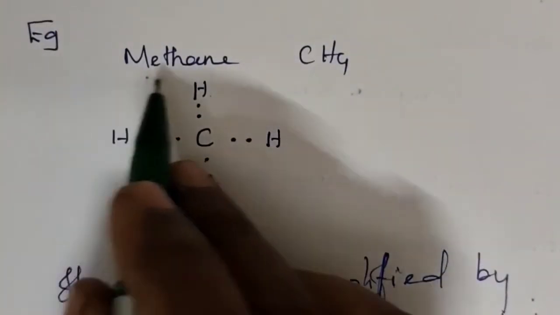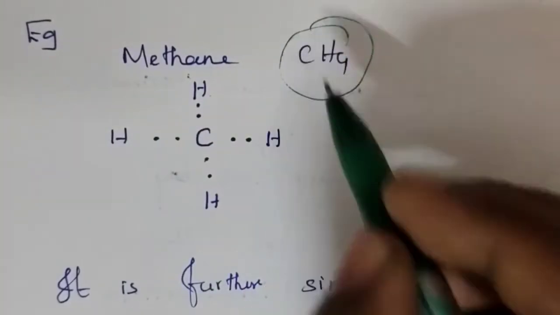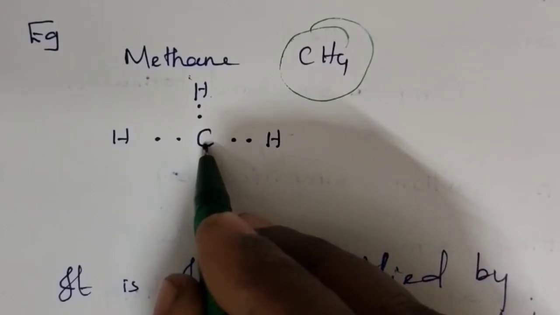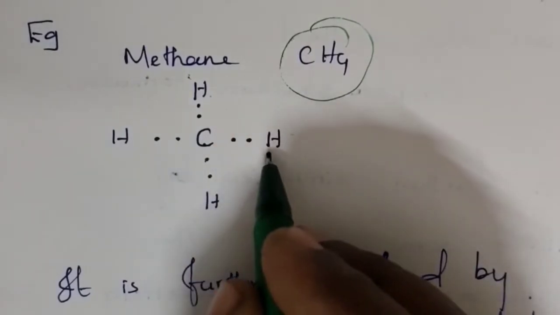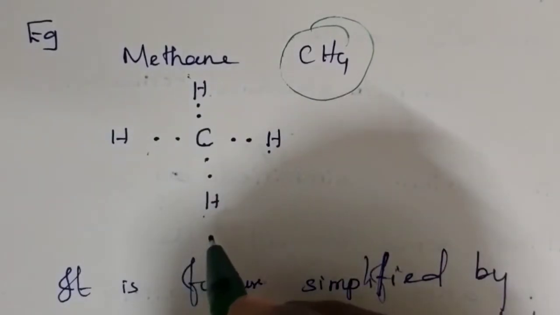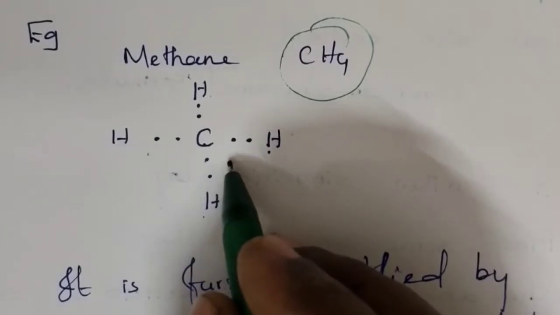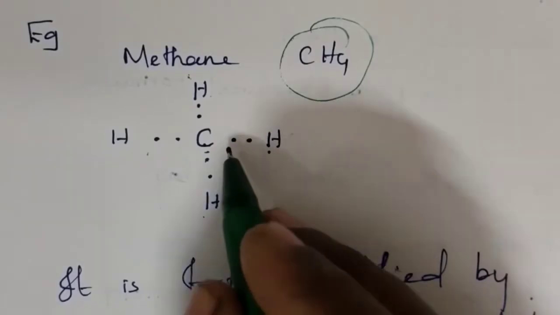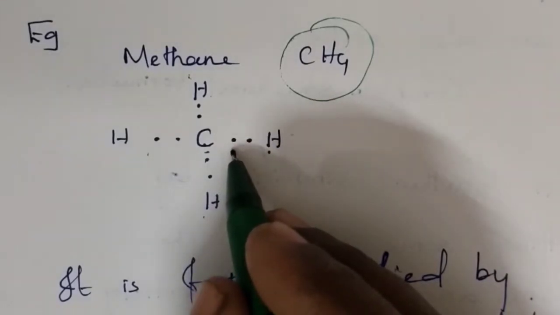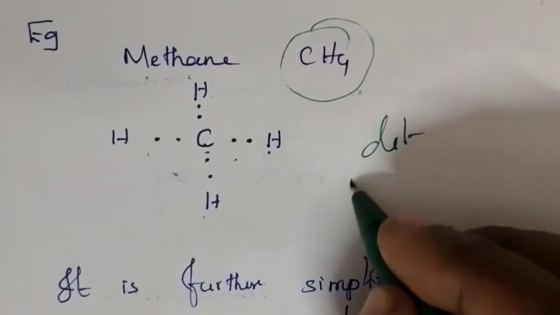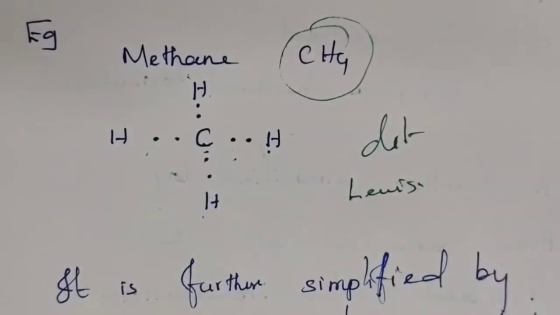Example: if we take methane, we know the formula for methane is CH4. Carbon makes a covalent bond with one hydrogen on this side, another hydrogen, another hydrogen, another hydrogen. For a covalent bond we need two electrons. One is shared by carbon, another one is shared by hydrogen. These two electrons are represented by dots. Therefore, this structure is called a dot structure or Lewis structure.